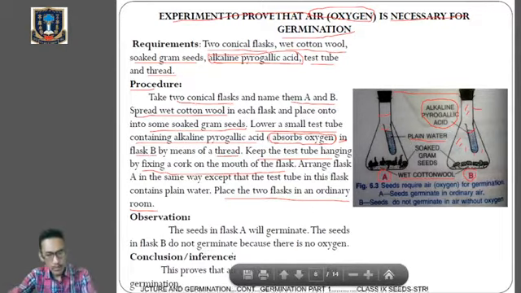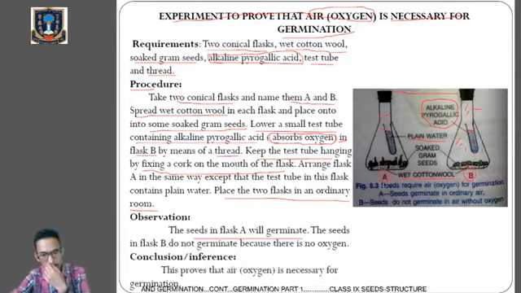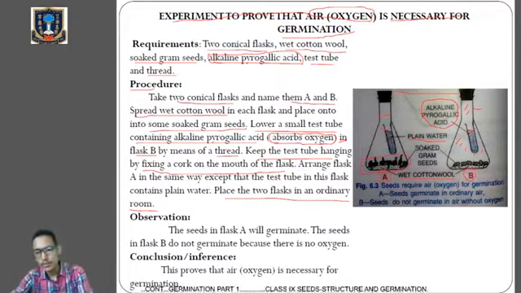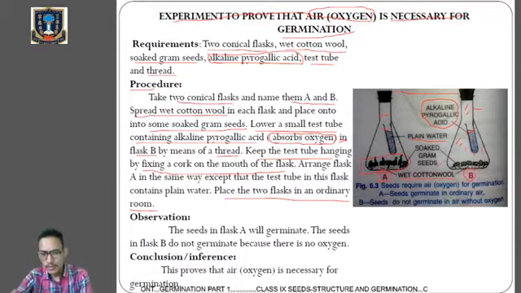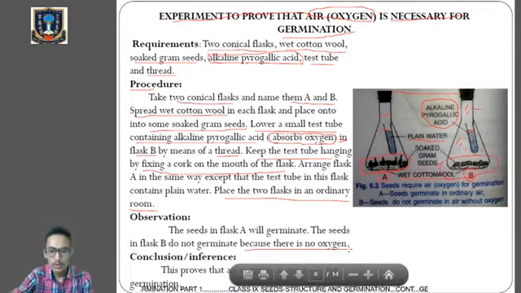Now after a few days, we'll see that the seeds in flask A will germinate. Clear? The seeds present in flask A will germinate, but the seeds in flask B, you can see over here, do not germinate. All the seeds we are seeing in conical flask A will show the process of germination. But the seeds in conical flask B will not germinate. Why? Because there is no oxygen.